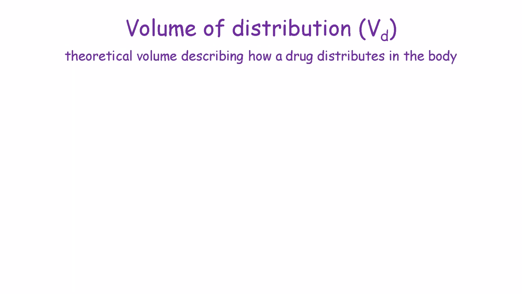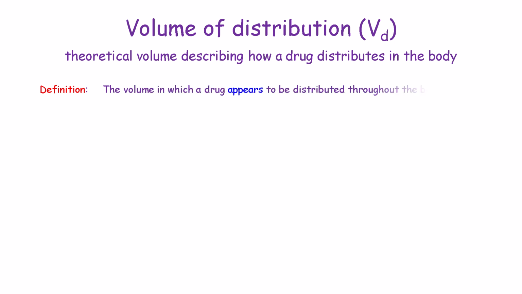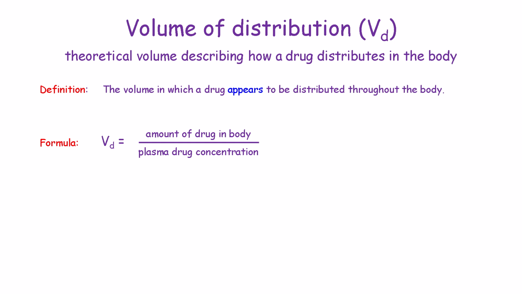An estimate of how drugs distribute in the body is obtained by calculating the volume of distribution, abbreviated to VD. It's more correctly known as an apparent volume of distribution because it is a theoretical volume, not an actual volume. It's defined as the volume in which a drug appears to be distributed throughout the body relative to blood plasma. It is calculated using the formula VD equals the amount of drug in the body divided by the concentration of the drug in plasma. The amount of drug in the body being the dose administered.